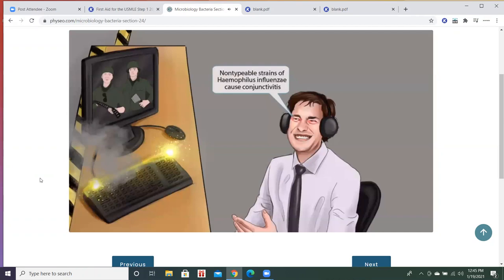Second, notice that James's eyes are super red, probably because he's been playing Call of Duty on his computer screen for the past 12 hours straight. Anyway, his red eyes are here to help you remember that non-typeable strains of H flu cause conjunctivitis.